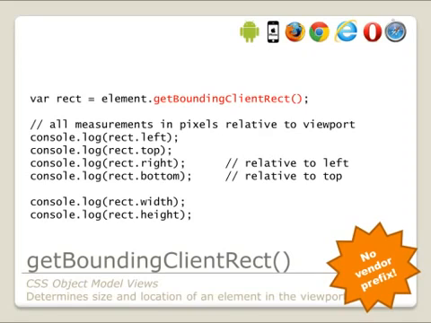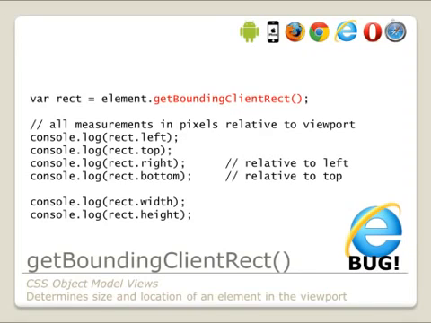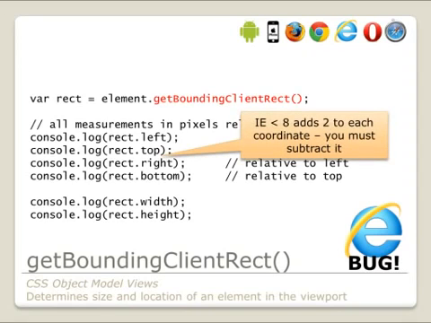One thing to keep in mind about these measurements is that they can be sub-pixel values, so they can be floating point values and not always integers. That's important to keep in mind if you're going to be using these values to make changes via CSS later on. Now there is a bug in Internet Explorer. Not too bad because it's in Internet Explorer 7 and earlier. It was fixed in version 8. Those older versions of IE actually add 2 to each coordinate of left, top, right, and bottom, and you have to subtract those manually. If you're dealing with IE 8 and later, you don't really have to worry about it, but it's important to know nonetheless.